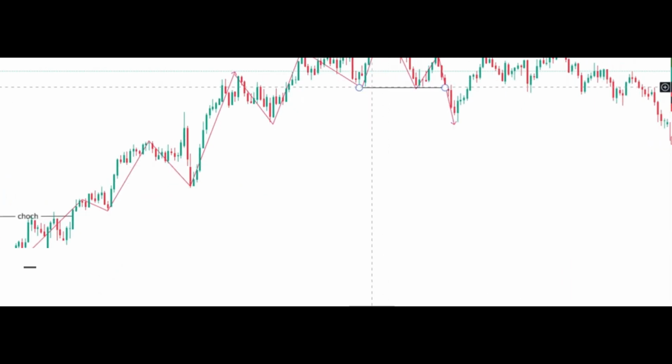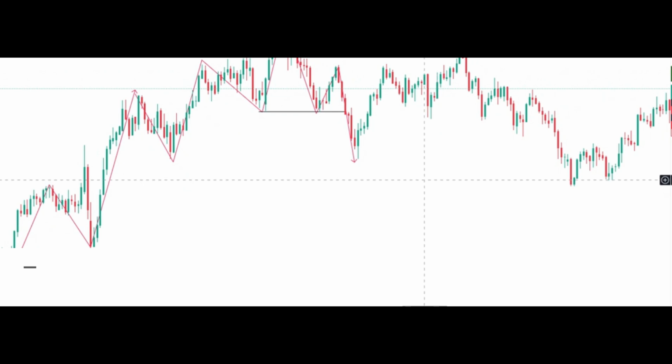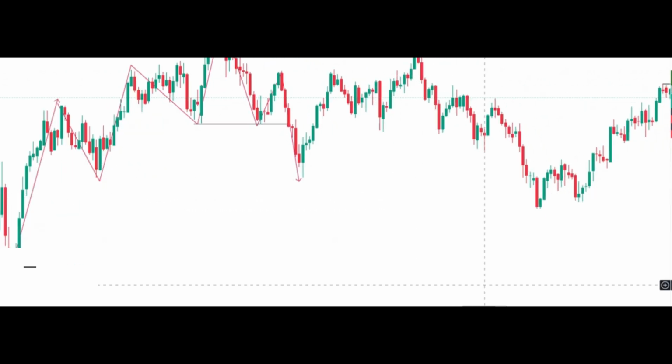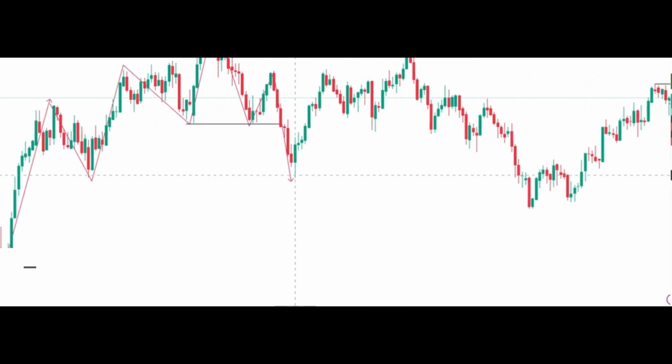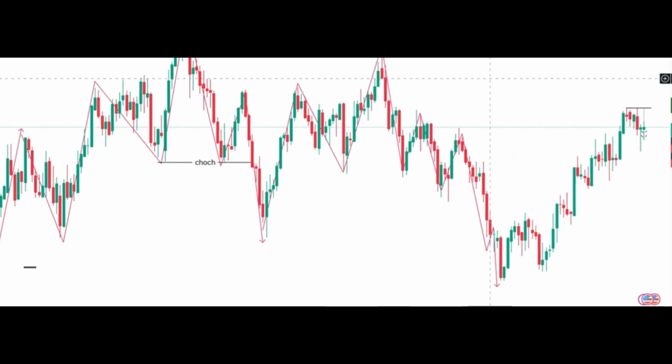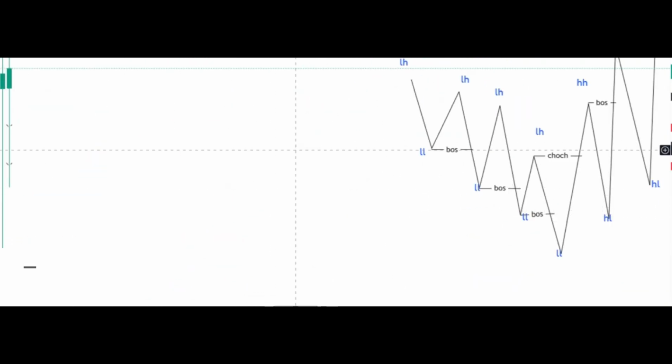This is where we got a change of character because the low is broken. And remember when we said once the last low is broken, the market will change structure. Let's see what it did. So after this break of structure, the market came down, it created lower lows. Here it ranged a bit, and lower lows, meaning the market went down after giving us a change of character. This is the change of character.